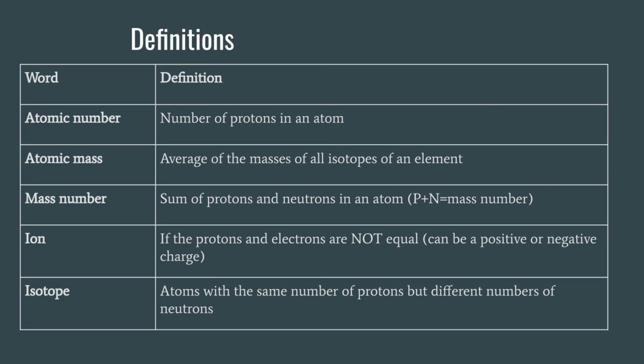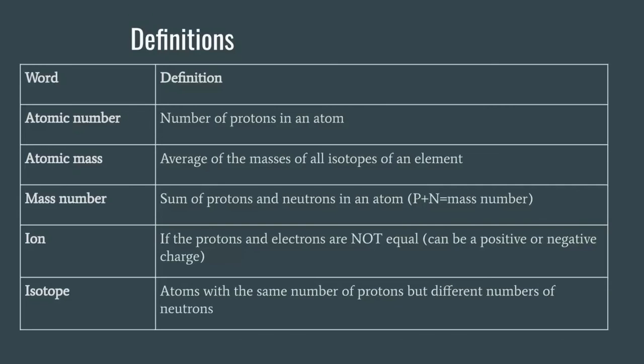Ion. If the protons and electrons are not equal, so if there are more electrons than protons, it'll be a negative charge. And if there are fewer electrons than protons, it'll be a positive charge. They're both 1, so proton is +1, electron is -1. So they cancel each other very nicely. There's no weird fractions or anything. If there's one extra electron, then the charge is -1. If there's one fewer electron, then it's +1. And an isotope, again, is an atom with the same number of protons, but different numbers of neutrons.